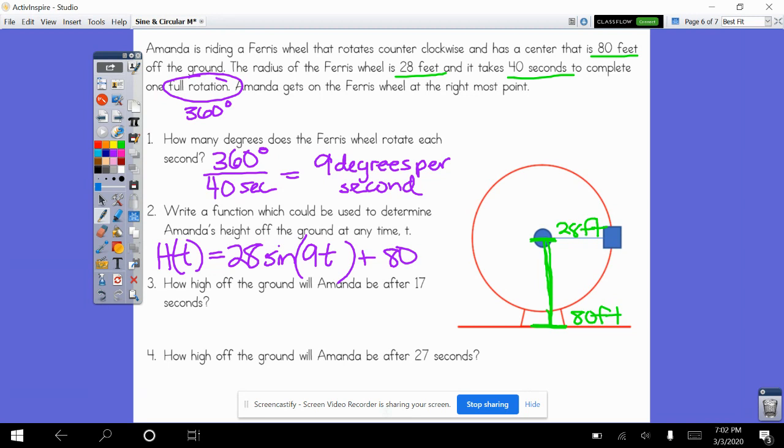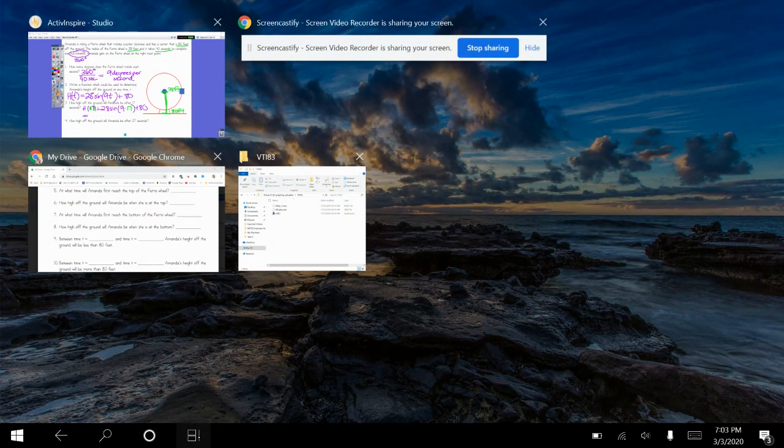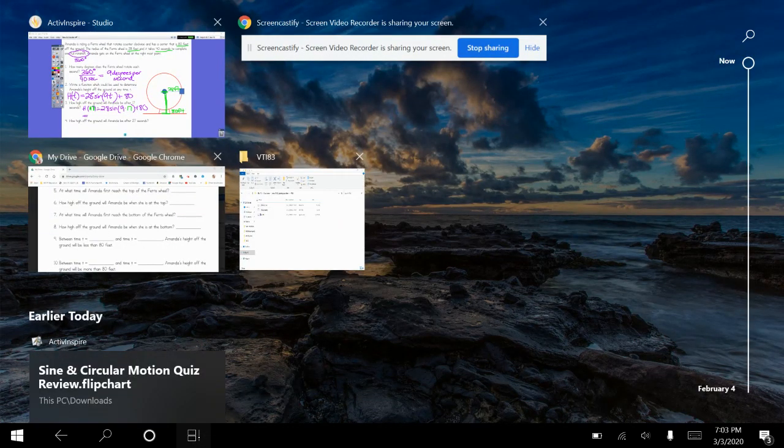Now, how high off the ground will she be after 17 seconds? To do this, I just need to plug in 17 into the function I just wrote. So we're plugging 17 in. So we have 28 sine of 9 times 17 plus 80. This is an example where you want a calculator. I plugged in 17, so I'm going to use my calculator so you can make sure you know how to plug this into a calculator.